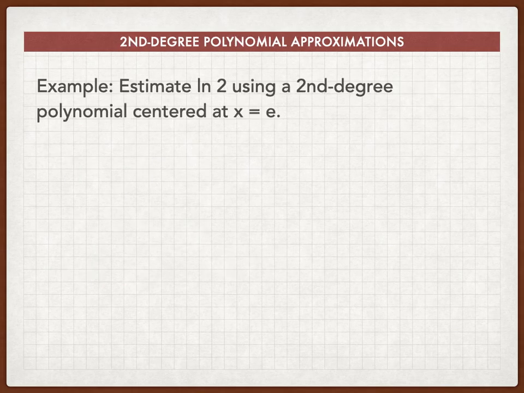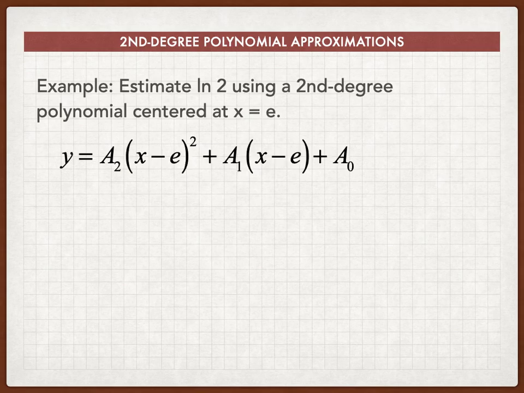Okay, let's revise the example. This time we'll use a second degree polynomial. How would a second degree approximation work? The tangent line had the same value and the same slope. What if we matched the value, the slope, and the second derivative at e? Then the second degree polynomial would have the same concavity at e. It would curve down too.